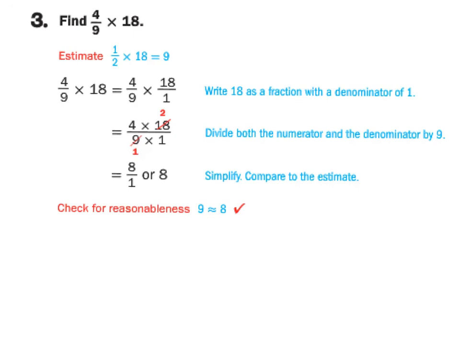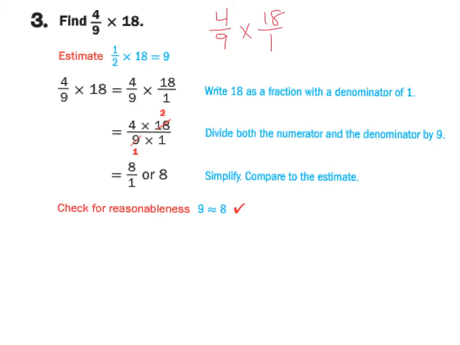Now this one brings us back to our problems from the last chapter, where we had a whole number. But remember, we don't have to give up. All we have to do is put that 18 over 1, make it into a fraction. So we're going to rewrite it as 4/9 times 18 over 1.